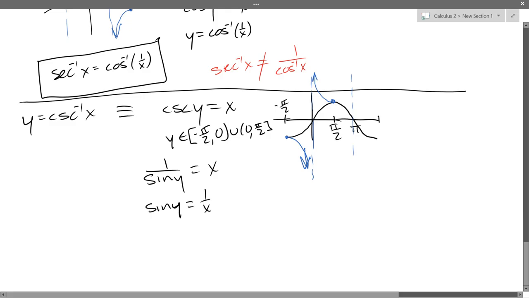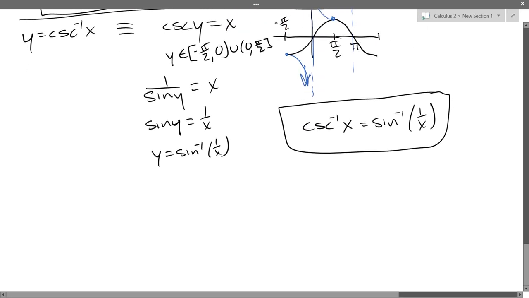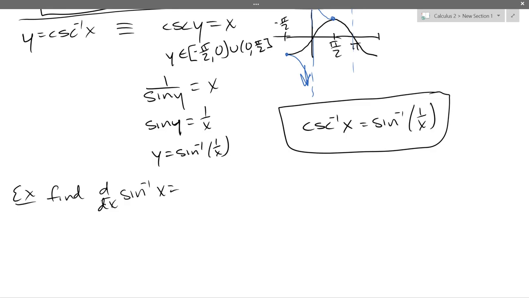And now take sine inverse of both sides. So we get sine inverse 1 over x equals y. And now we can relate cosecant inverse x equals sine inverse 1 over x. We're just going to use algebraic identities, basically. I just wanted to show you where they come from instead of just saying, oh, cosecant inverse x equals sine inverse 1 over x, because I said so.